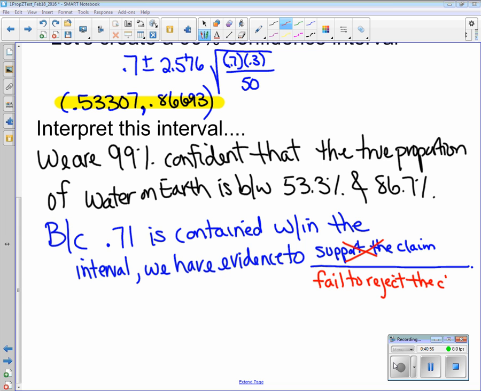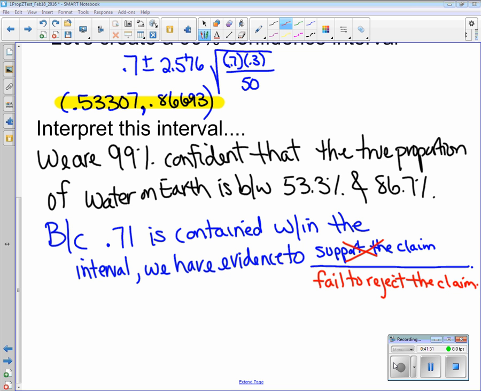I get that it's semantics, okay? But the wording matters. AP is very particular about the wording here. Very particular. If you say you accept it, that they are right, you will get points deducted. Because in statistics, nothing is ever 100%, right? We can never say it's always true. We can say we have evidence to support that it might be, maybe, could be true, okay? So we have to be very careful about our wording.